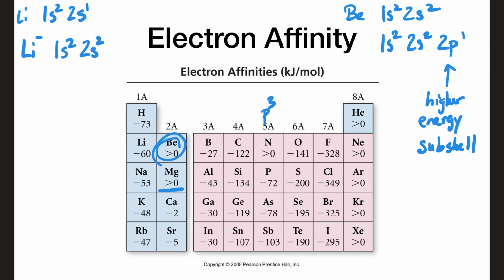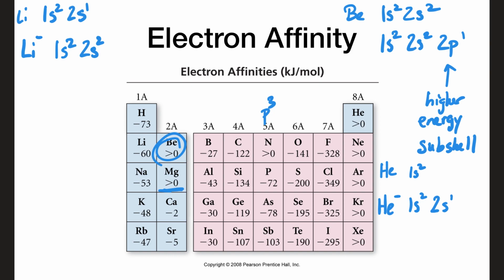What about the noble gases, right? Group 18 or 8A. Well, let's look at helium. That's simply 1s2. If helium becomes an ion, where does that extra electron go? Not just a higher energy subshell, but a whole new shell.